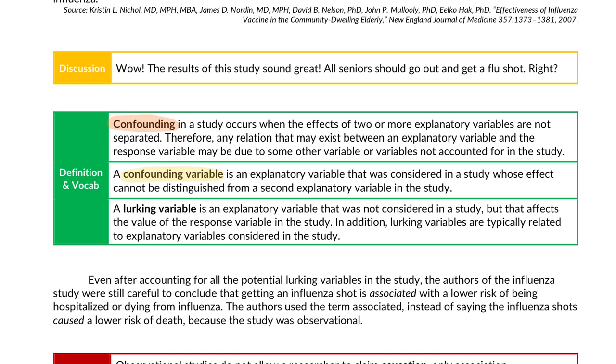On the other hand, what we're afraid of the most is what's called a lurking variable. A lurking variable is an explanatory variable that was not considered. We didn't think about it, as opposed to when we did consider it as a confounding variable. So lurking was not considered in a study, but it does affect the value of the response variable in the study. In addition, lurking variables are typically related to the explanatory variables considered in the study, just not with the idea of it being an actual confounding variable.